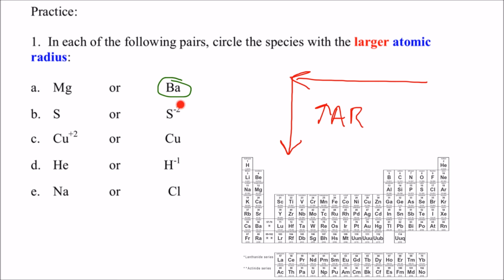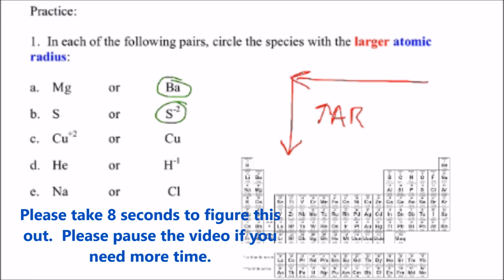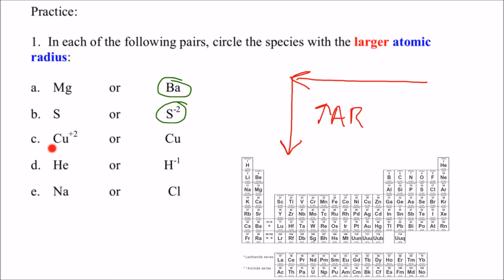Now sulfur or the sulfur anion. Remember, anions always have larger radii than their neutral counterparts because we've had to add extra electrons, which means that the energy level got bigger. So the anion wins. Okay, now between copper and the copper cation. Well, remember, the cation is always smaller than the neutral counterpart. So that means the neutral counterpart must be larger.